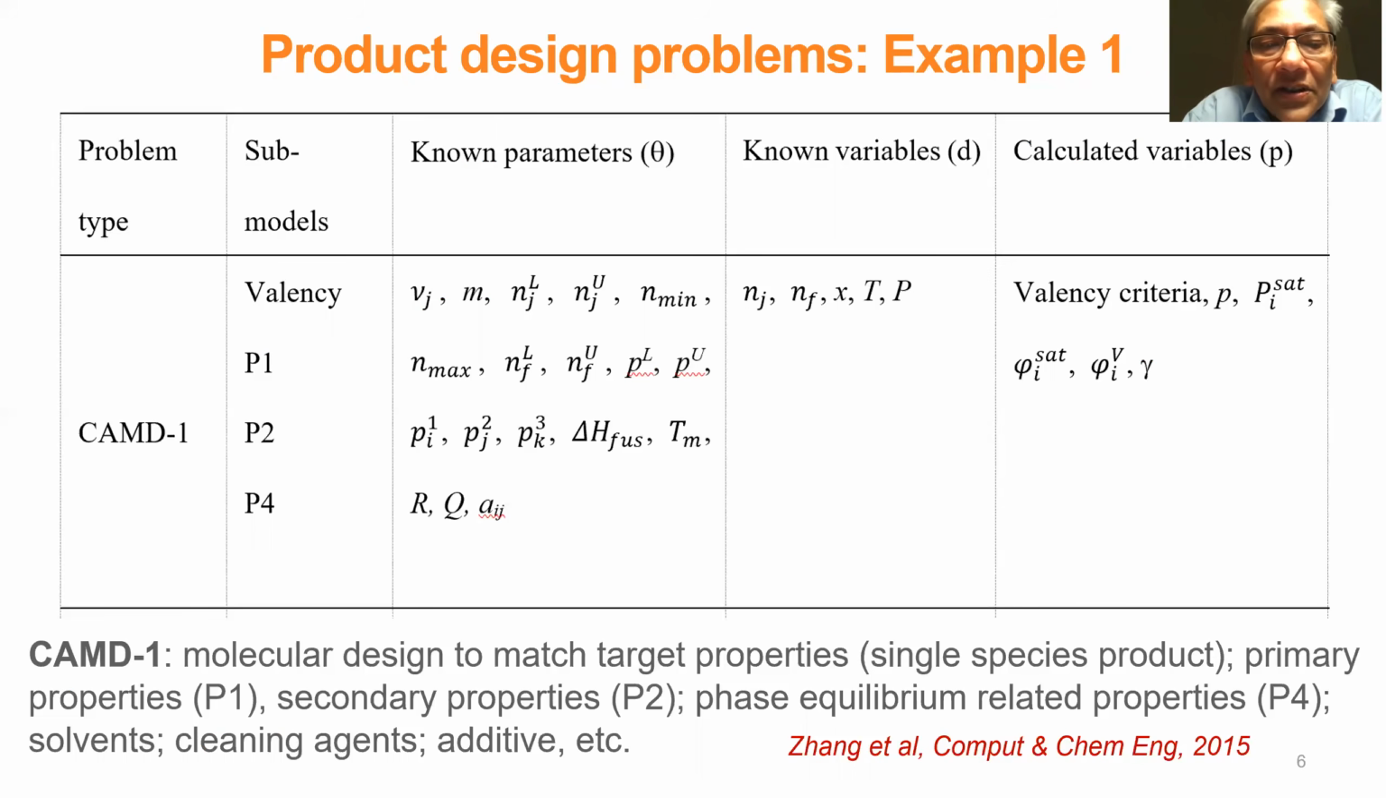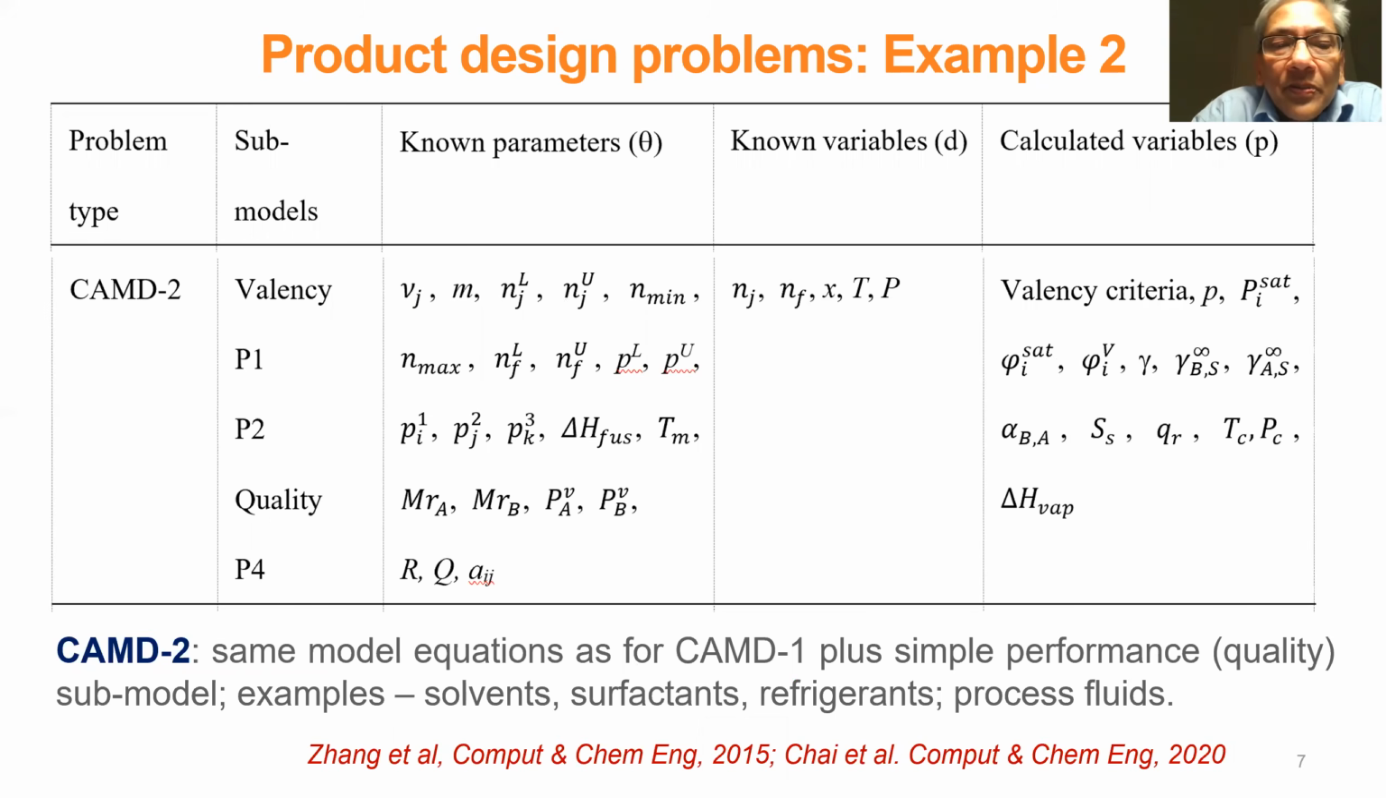The known parameters are the model parameters that need to be known. The known variables are the conditions, the upper and lower bounds of the number of groups to be used, and the calculated values are the valency criteria, the property, and the other properties that you see there. This problem, the only difference from the previous one is that a quality performance model is included here, which are functions of the properties. Otherwise, it's the same as before.